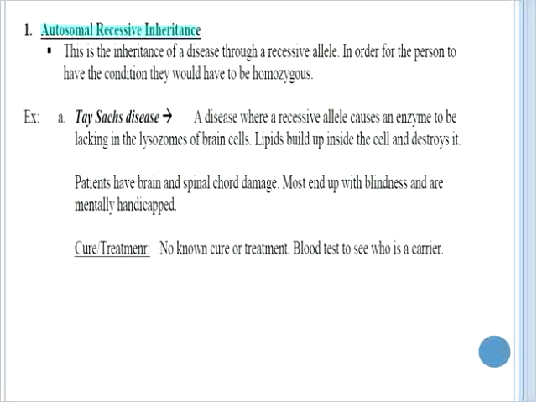With autosomal recessive inheritance, this is the inheritance of disease through a recessive allele. In order for the person to have the condition, they would have to be homozygous. An example of this is Tay-Sachs disease.